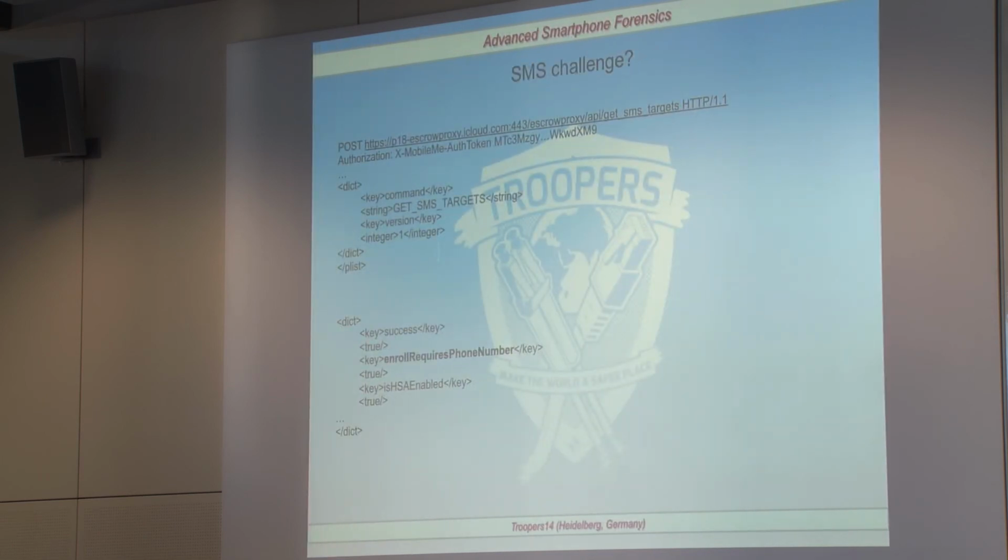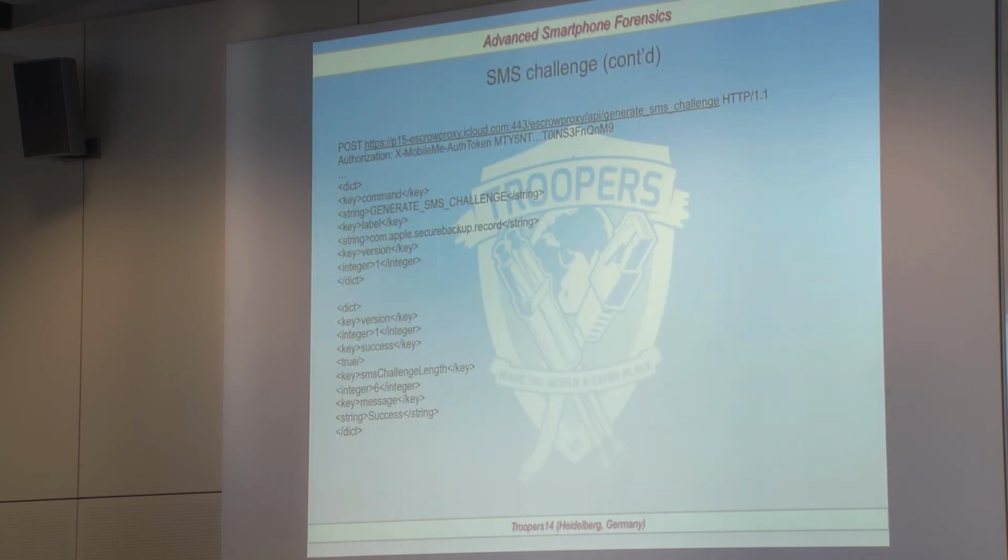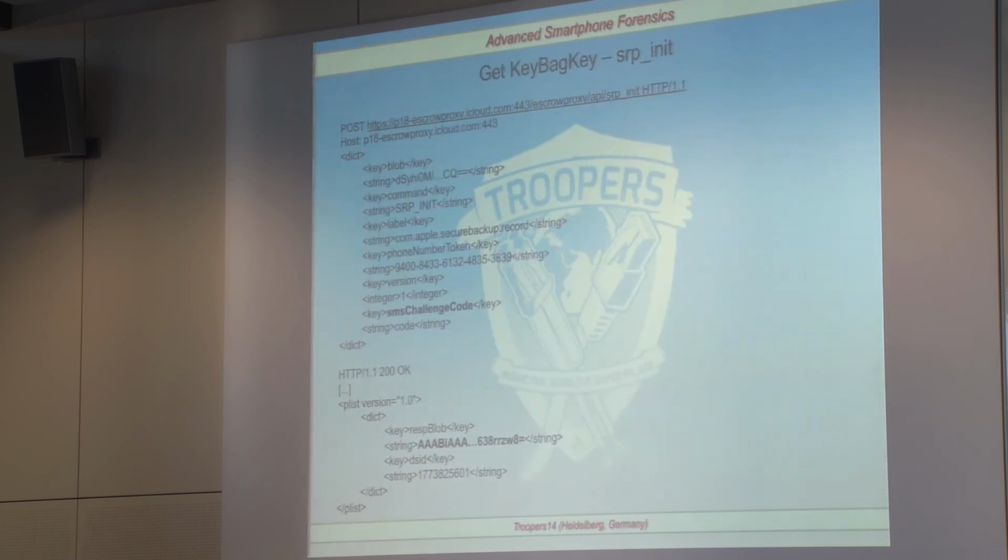But then we have to check whether this account needs the SMS challenge to be sent. There is another command for that, and it's called get SMS targets, and if the SMS challenge response is required, then we receive the enroll requires phone number key, and then we will have to send another command called generate SMS challenge. At this step the trusted device will get the notification, and in return to this query we receive the length of the response, which has to be entered and supplied on the next step.